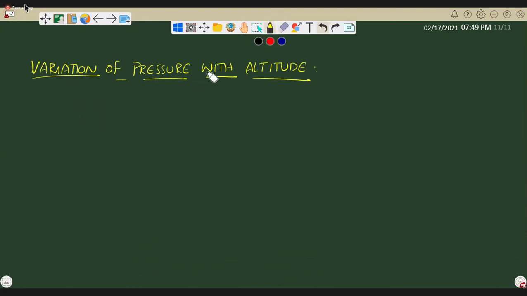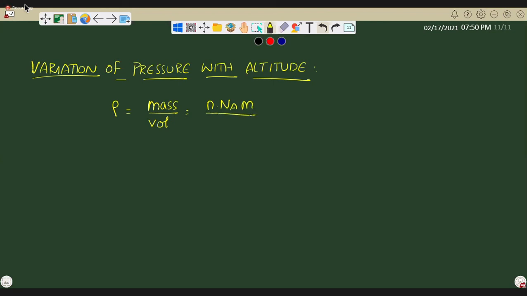But what about the variation of pressure with altitude? We know we can apply the gas law for this also, right? So P1 V1 by T, I can apply. How easily I'll get it for you: density is equal to mass by volume. Now, mass is nothing but the number of moles, Avogadro number times the mass of one molecule.